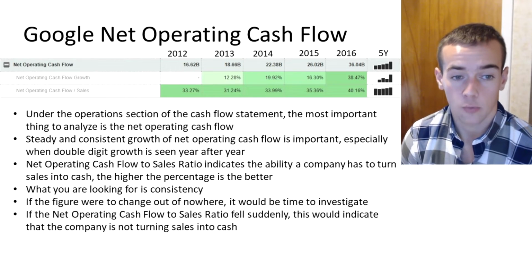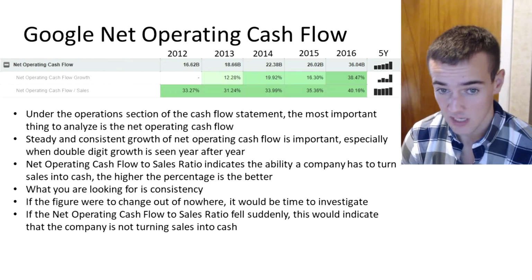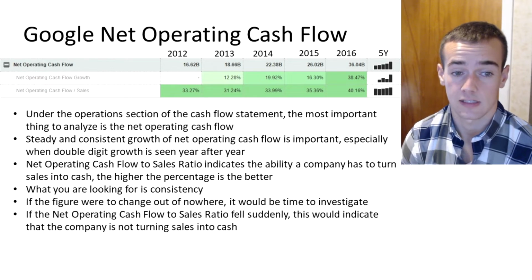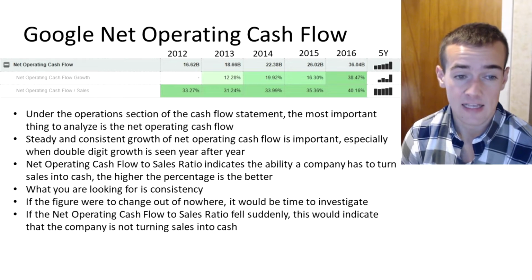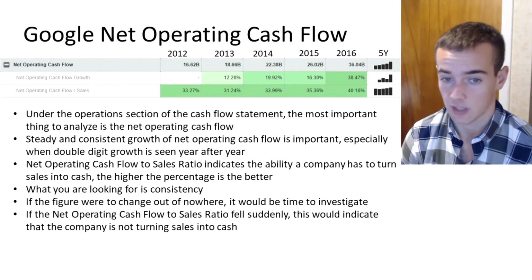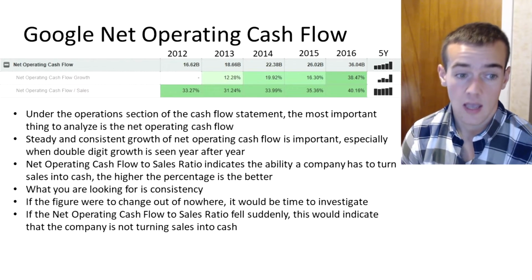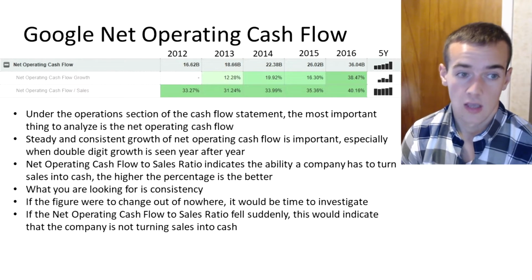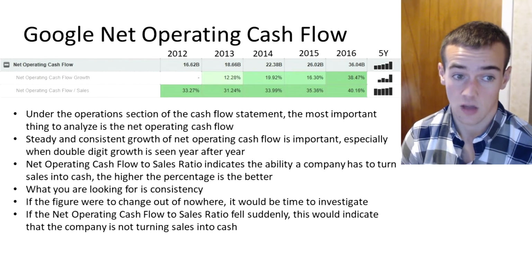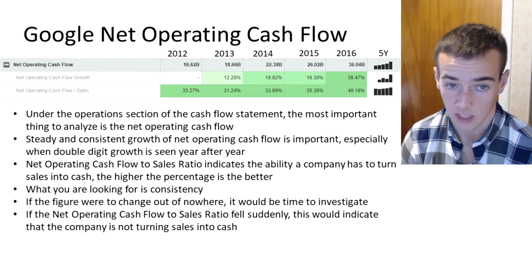So under the operations section of the cash flow statement, the most important thing to analyze is the net operating cash flow. So what you're looking for is steady and consistent growth of net operating cash flow. This is very important, especially when double-digit growth is seen year after year. So as we can look at here with Google, for the last 5 years, we're seeing consistent double-digit growth of the net operating cash flow.